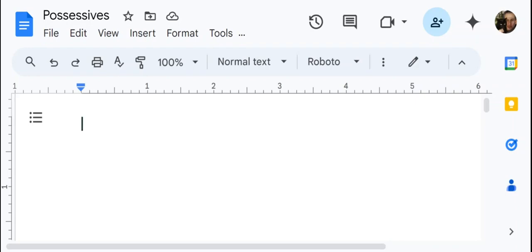The possessive adjectives in Spanish are different from English. You have a singular, my. You have a plural, my. Singular, your. Plural, your. Singular, his, her, their, and plural.